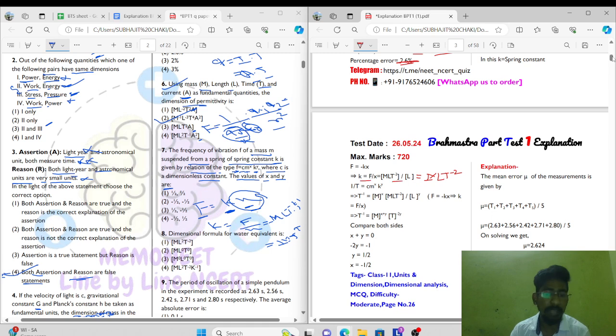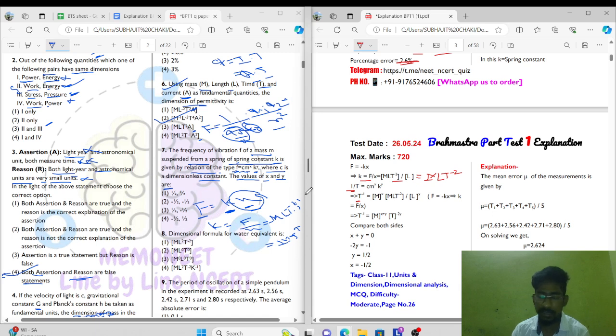Now you have to apply the homogeneity theorem, dimensional homogeneity. Here I misunderstood: f is nothing but the frequency. Frequency means 1 by the time period, so the dimension of f will be 1 by time. So the dimension on the left hand side becomes T minus 1.